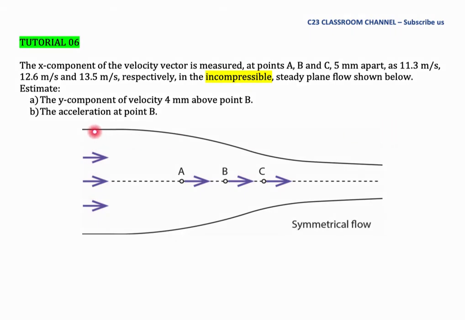So we have the chamber like this. So we have the coordinates of A, B, and C here 5 millimeters apart, and the velocity for A, B, and C is given in the question. So we take it as the incompressible steady plane flow like this.